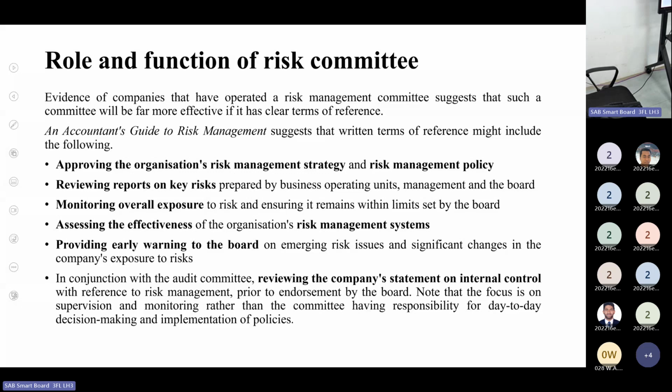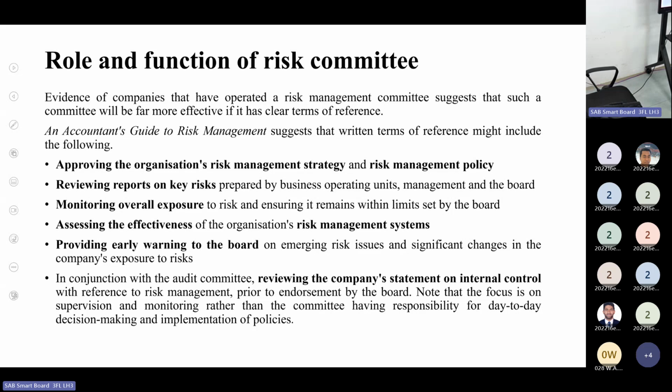Assessing the effectiveness of the risk management system. This committee needs to look at whether we have the right mechanisms to manage the risk. Providing early warnings to the board of risks that can come, on emerging risk issues.